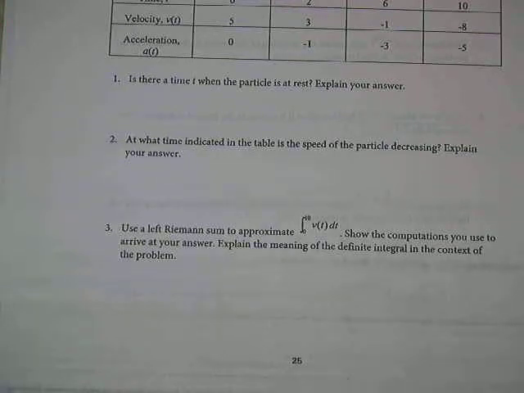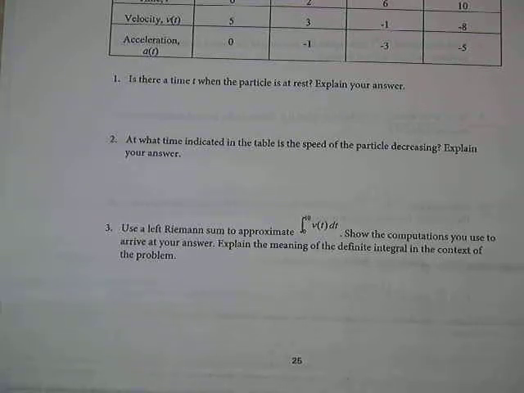Ultimately, number 1 here, is there a time when the particle is at rest? Well, what do we know about being at rest? The velocity would have to equal 0. And in this case, we have the acceleration and we have velocity values here. Both the velocity and acceleration are differentiable functions of time, and the fact that it's differentiable leads us to some conclusions here.